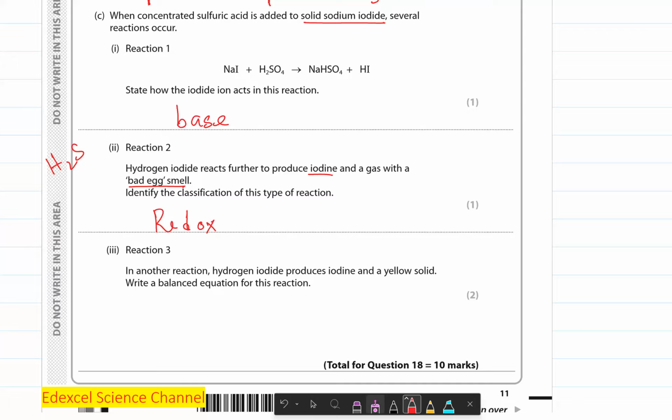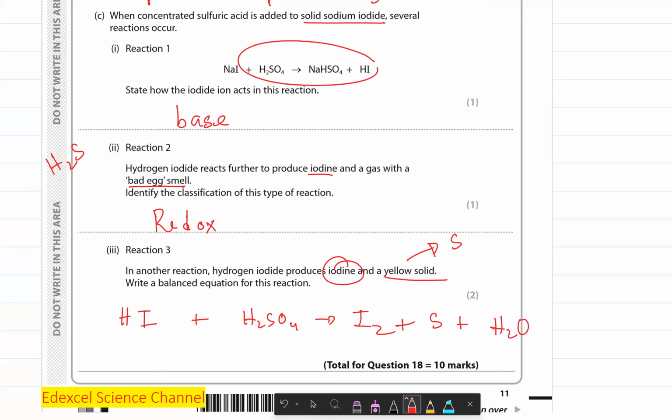Now, the final question from 18. In another reaction, hydrogen iodide produces iodine and a yellow solid. Write a balanced equation for this. This yellow solid, okay, this yellow solid is the sulfur. So I can use this information that hydrogen iodide reacts with sulfuric acid to produce iodine, this yellow solid, which is sulfur, and always water. Okay, it will produce water.